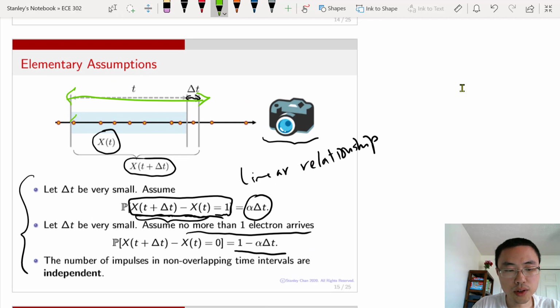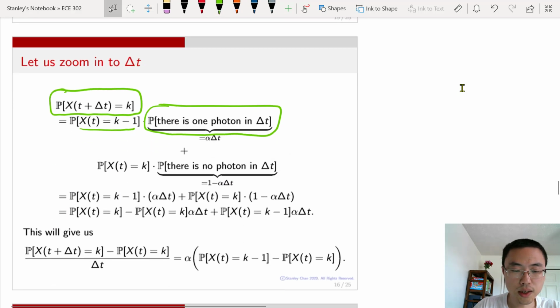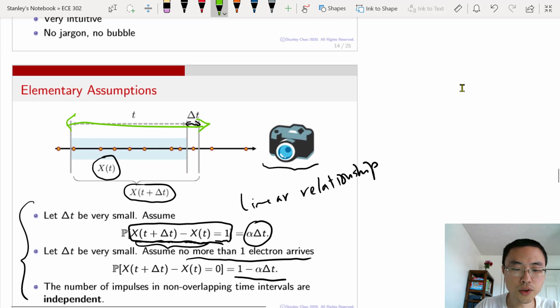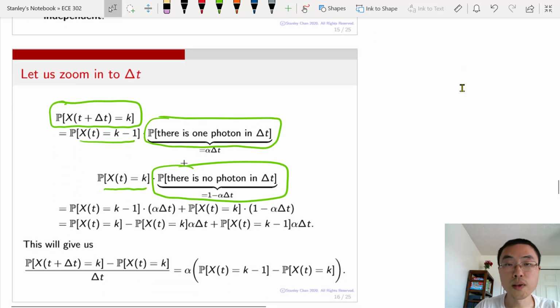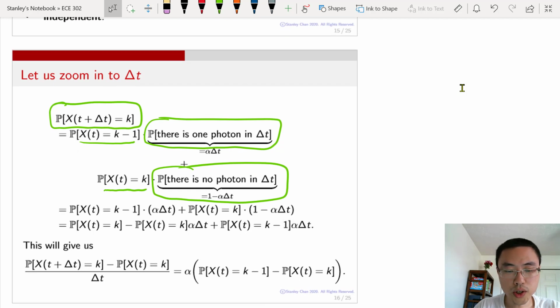It means that during this period, I have already got k minus 1 photons, and then during this additional time, I have one more photon. So that would be one possibility. The other possibility is that I have already observed k photons, and during this additional time delta t, I do not have any photon. So I have already got k photons, and no photon happens during this time. That gives me the second case of ultimately achieving k photons. So these are the two possible cases.